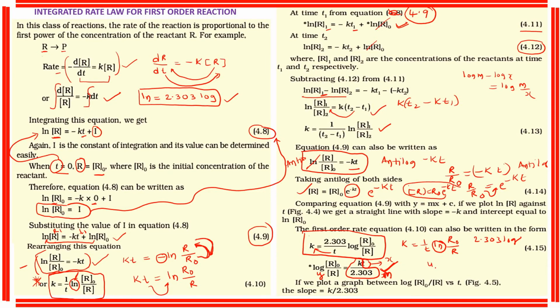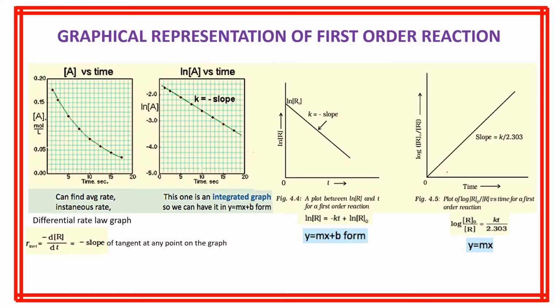Now here y is equal to log r0 by r. x is equal to t, and the slope is equal to k by 2.303 here. Now you plot a graph here, and we are going to get a graph like this. On the y-axis, log r0 by r. On the x-axis, time, and the slope we are going to get is k by 2.3 here.